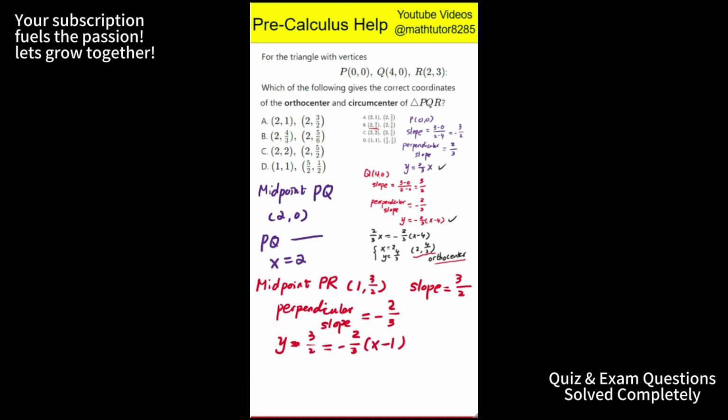Next step is circumcenter. To find the circumcenter, use the fact that it lies on x equals 2. Substituting into the equation from step 5, we get y minus 3/2 equals -2/3 times 1, which is -2/3. So y equals 3/2 minus 2/3, which simplifies to 5/6. Therefore, the circumcenter is at 2, 5/6.